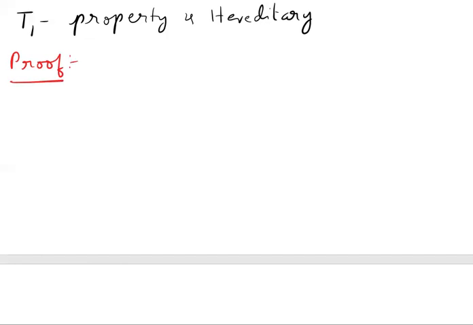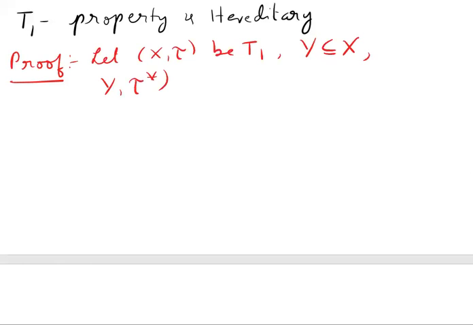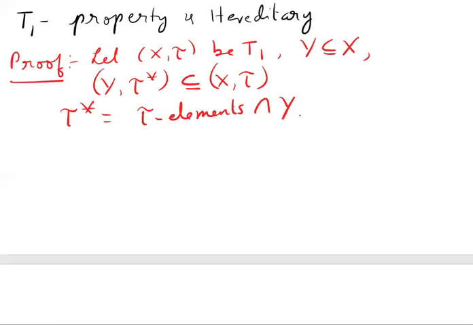So, let us take a topological space (X, tau). Let that (X, tau) be T1. And take a subspace. We have to prove that the subspace is also T1. Take (Y, tau star), a subspace of (X, tau). And what is tau star? Tau star contains all tau elements intersection Y, the relative topology induced by tau.